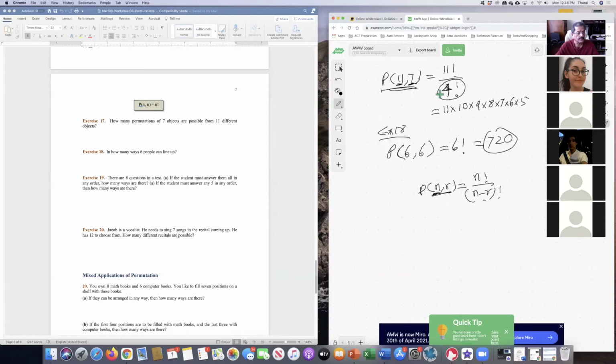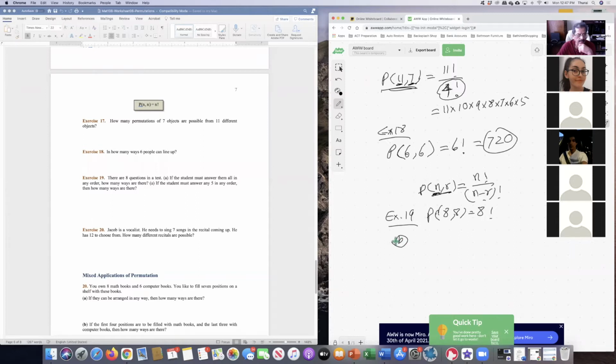Exercise 18 we just finished. Going to exercise 19. There are 8 questions in the test. The student can answer them in any order, but the student has to answer all of them. That means you're counting all the rearrangements of all 8 of them. In how many ways can all 8 of them be rearranged? That's P(8,8), equal to factorial 8.